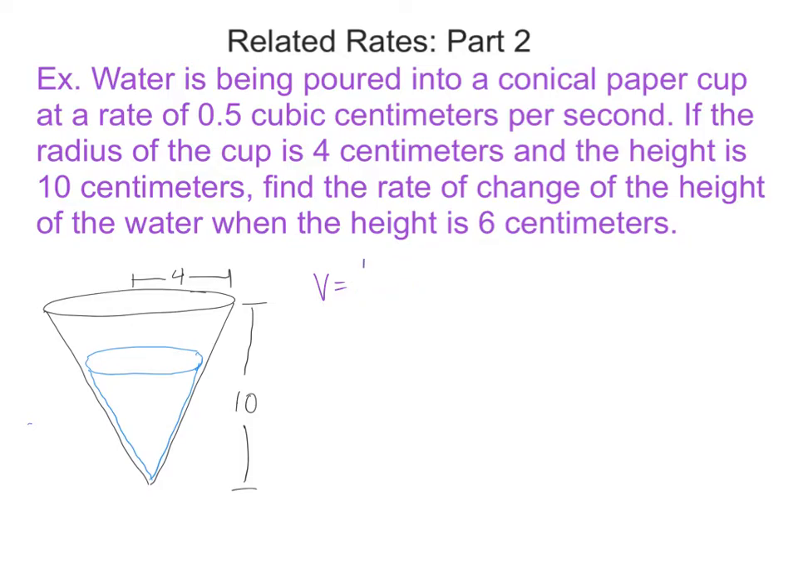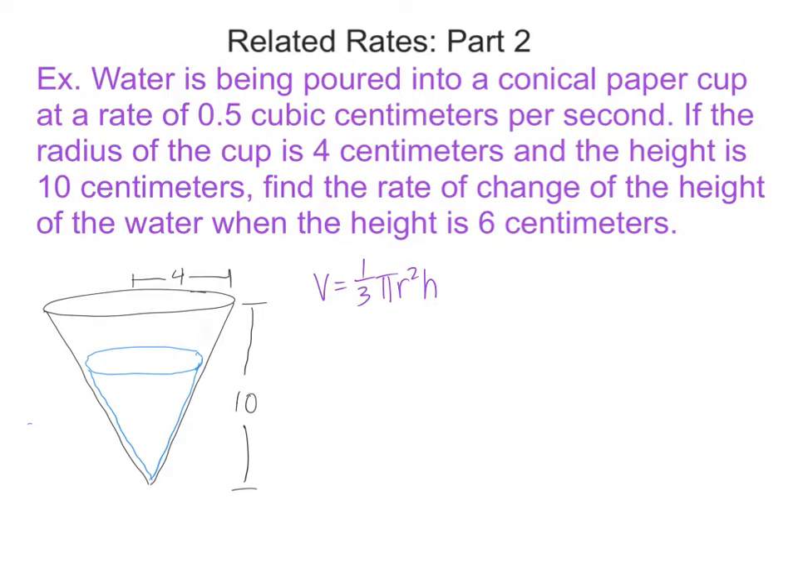A cone is a third of pi r squared h. Okay, so this is a geometric formula for volume like we had on the last example. The problem with this one is that it has both radius and height in it. And this is how we're going to fix that problem.